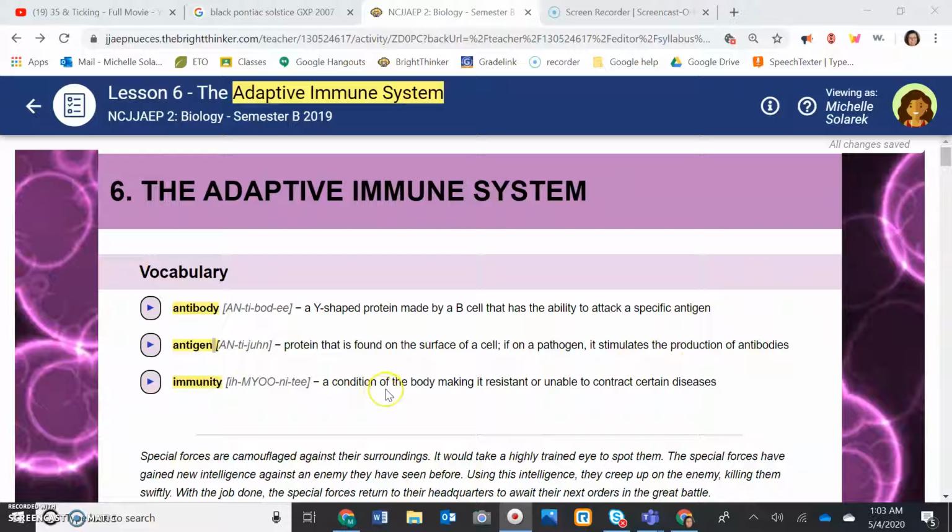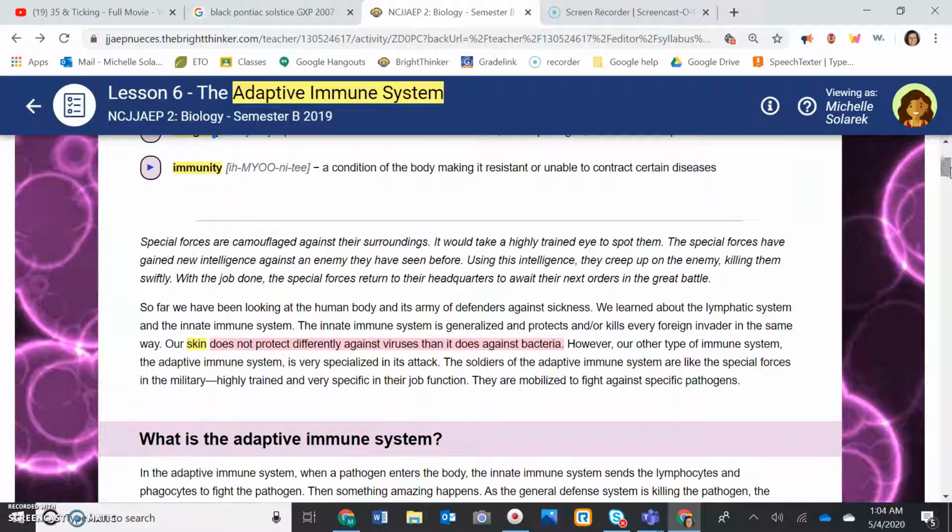Question number 3. What is a condition of the body making it resistant or unable to contract other diseases? And so it's an immunity. Immunity is a good thing because it means you're not going to get a disease if you have immunity from it. So those are your first three answers. Number 1, antibody. Number 2, antigen. And number 3, immunity.